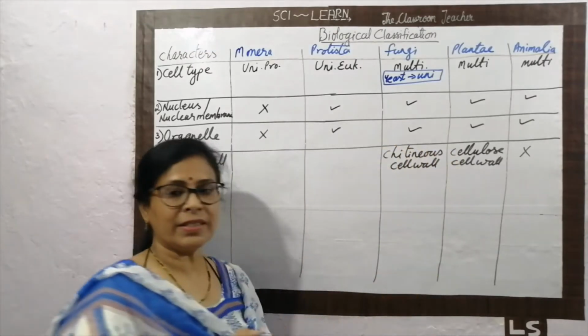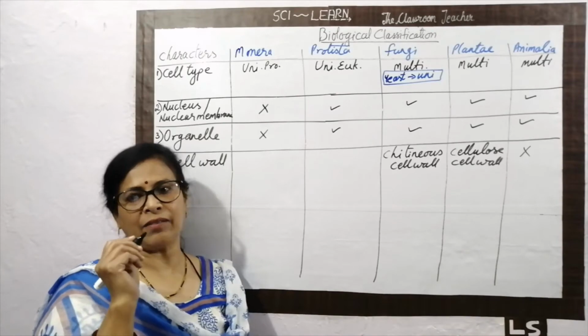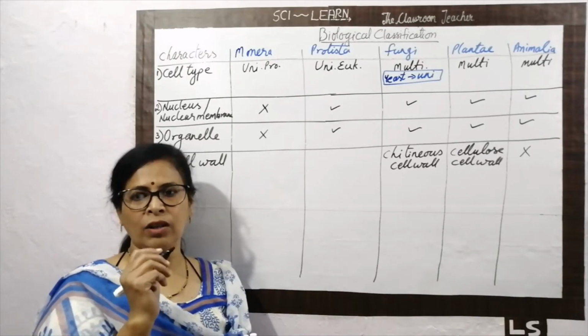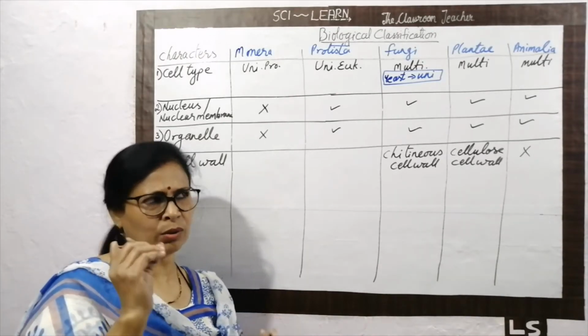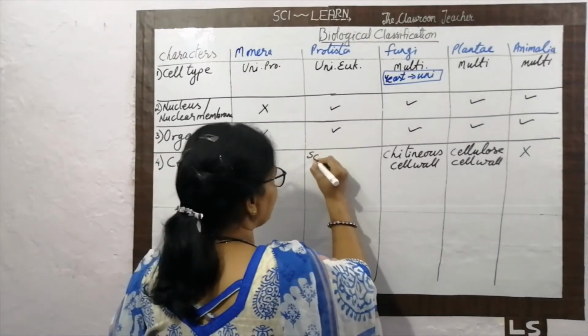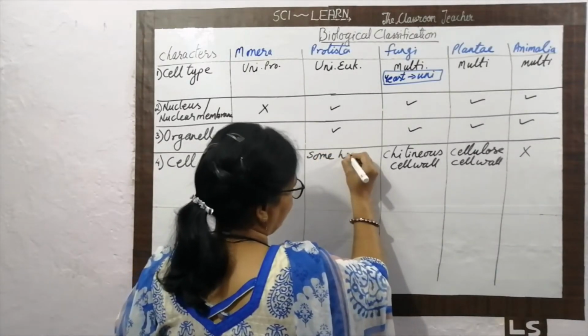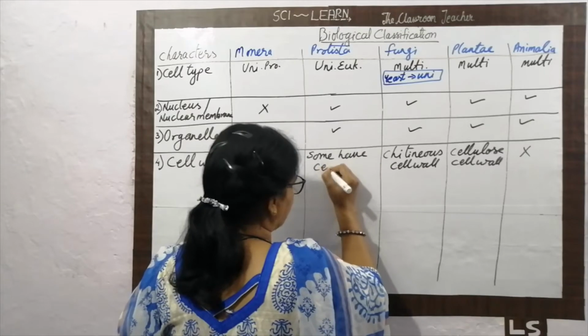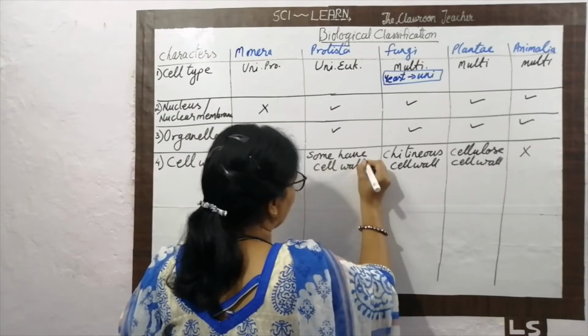A cell wall is also present in the Protista. Protista have a cell wall, but only some Protista, not the whole group. Some Protista bear the cell wall. What about the Monera?